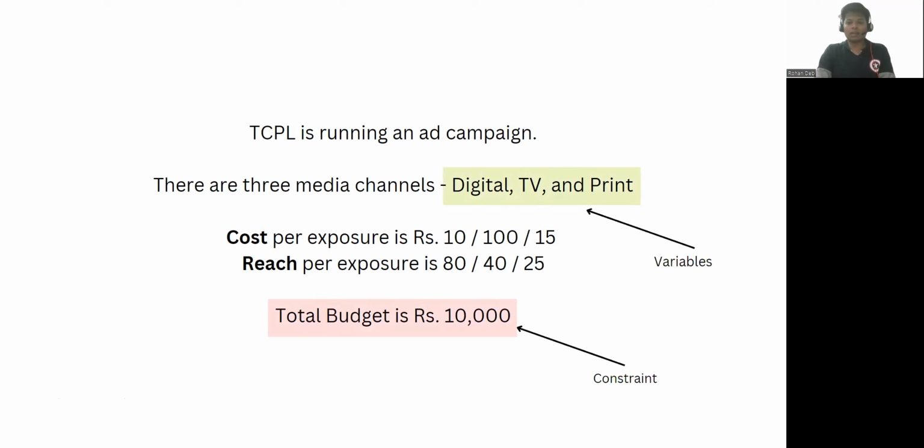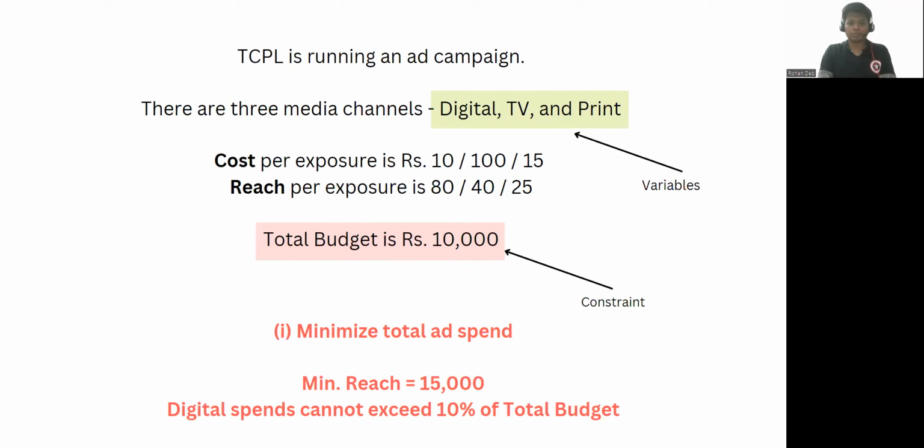Now, in this, the digital, TV and print, the number of ads that are shown are the variables. You change those variables, and consequently, the cost will change and the reach will change. And your total budget of 10,000 is the constraint.